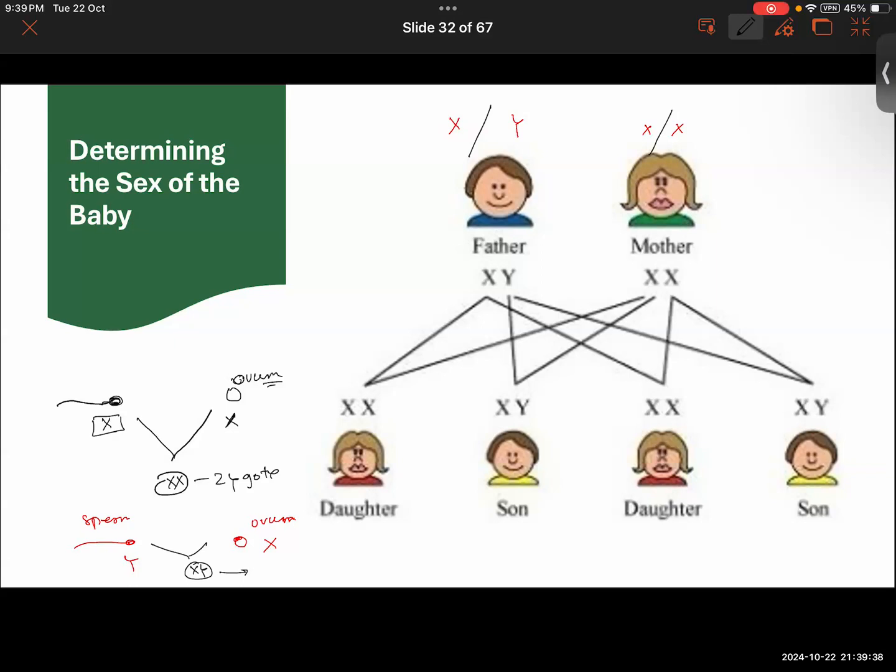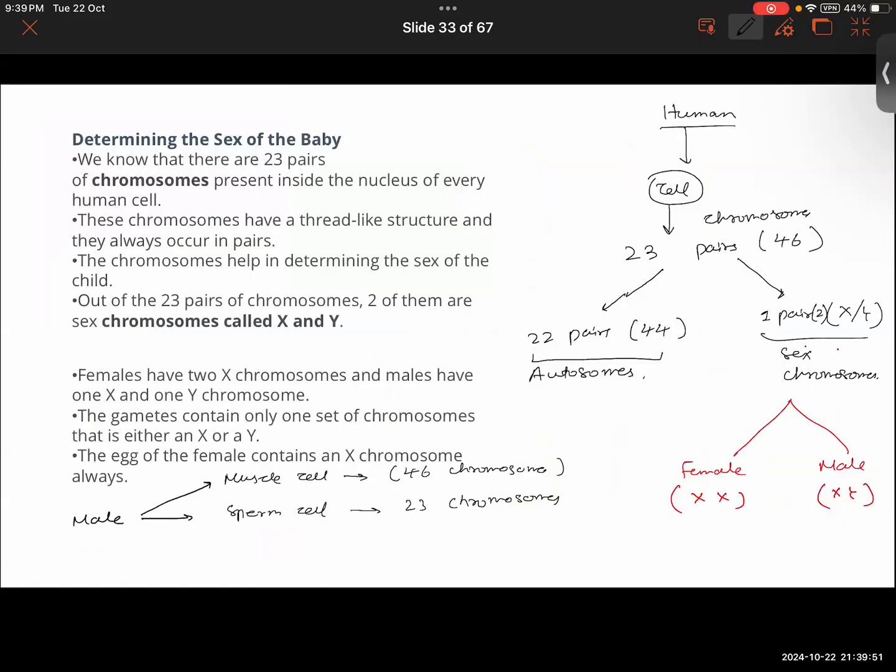During fertilization, if a sperm carrying the X chromosome fertilizes the ovum carrying the X chromosome, the zygote that is formed will have XX chromosomes. XX is the type of chromosome found in females, so the child born will be a female. Getting what I'm trying to say? Yes, sir.